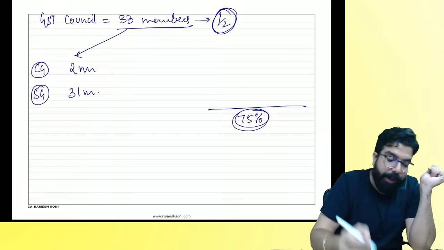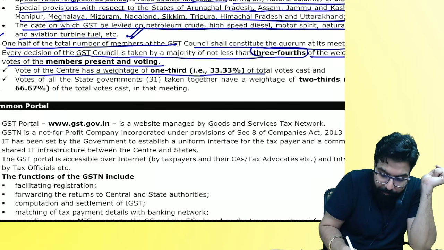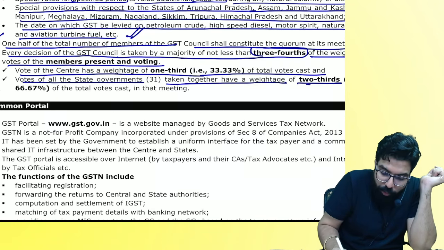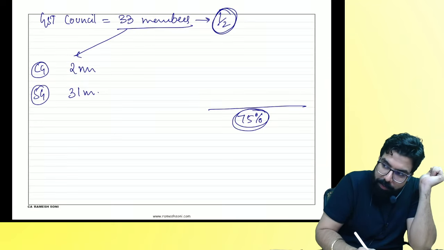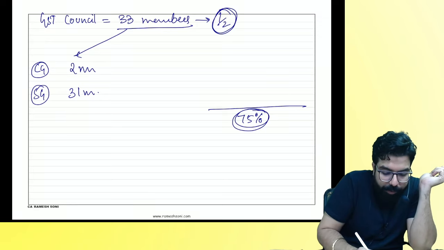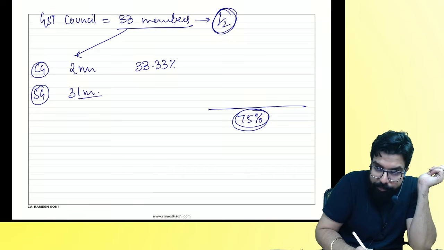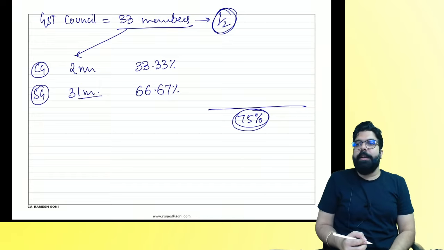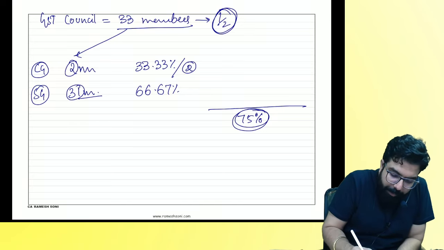3/4 is 75%. What they are telling is, the weight of the vote of the Centre is 1/3 of the total weight, and the votes of the states taken together is 2/3 of the total votes cast in the meeting. Means their vote weight is how much? 1/3. And the states' is how much? 1/3 means 33.33%. And their votes' weight is how much? 66.67%. Do you guys agree with me? Are we all clear till here? This should be divided by the number of members. How many members? This is how many members?